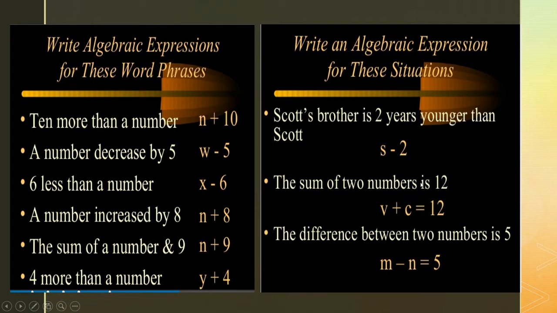The sum of two numbers is 12. Let the two numbers be B and C. Sum. So we use the sign plus. Sum of two numbers is 12. The difference between two numbers is 5. Let the two numbers be M and N. Difference. So we use the sign minus here. Difference between the two numbers is 5.